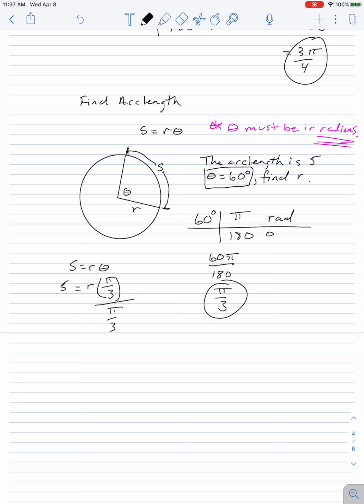Divide that by pi over 3. And R is going to be 5 divided by pi over 3. You can either write it as 15 over pi, flipping that bottom thing up, or you can give me a decimal. That's fine too. If you go decimal, we should get 4.77. Okay? That's how you do your arc length problems.